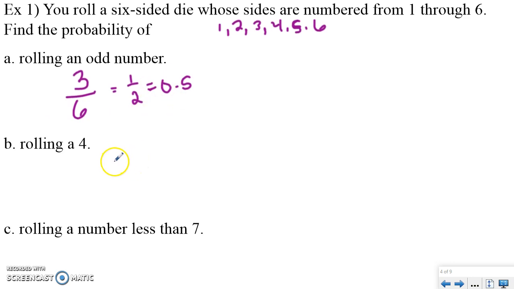For part B, the probability of rolling a 4, 6 possible outcomes. How many 4s are there in that option? Well, there's only 1 four. So our probability of rolling a 4 is 1/6, which you could also change to a decimal if you want.